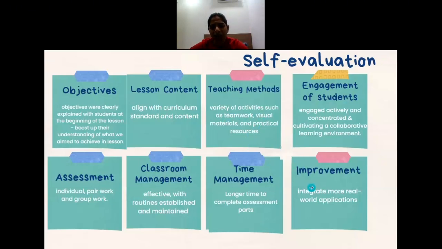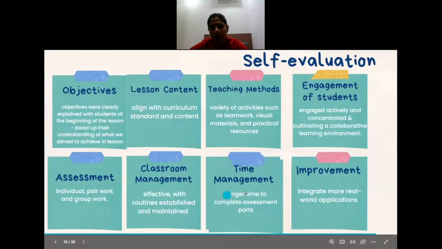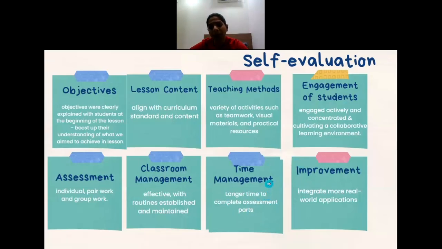For the time management, students used a longer time to complete assessment parts. Okay, for improvement, for future, we would like to integrate more real world applications on number pattern topics.